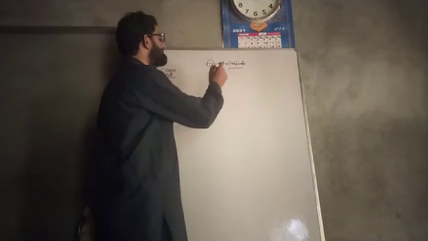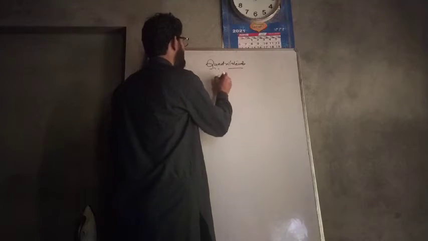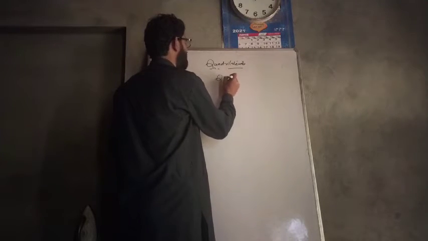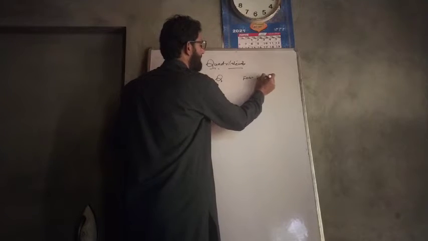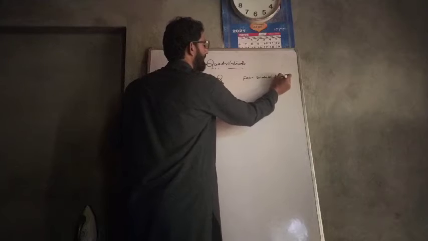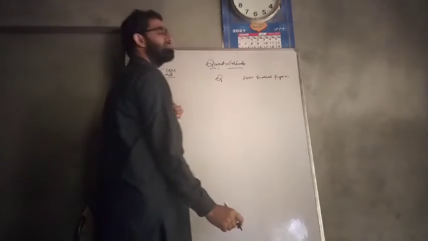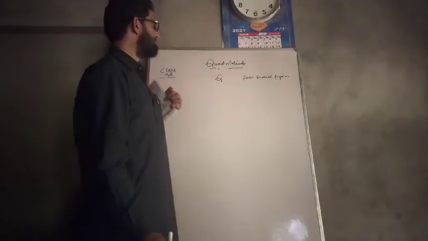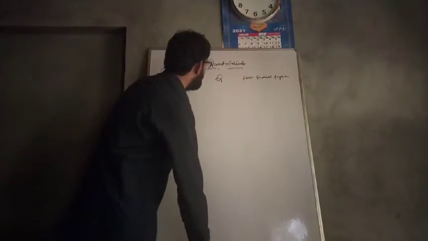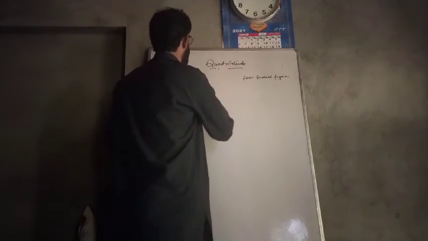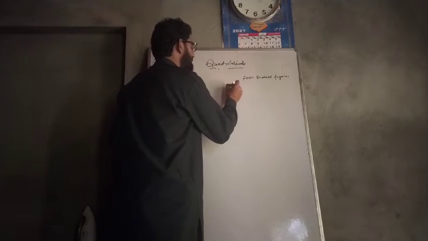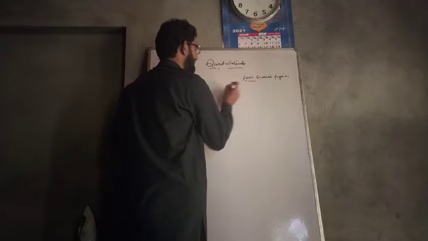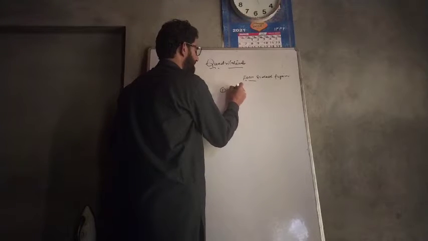Quadrilaterals have been introduced in class 8th, and you know the types of quadrilaterals. So quadrilaterals are four-sided figures. Four-sided polygons are called quadrilaterals. Now there are as many as 5 types of quadrilaterals. As you know from class 8th, first is square.